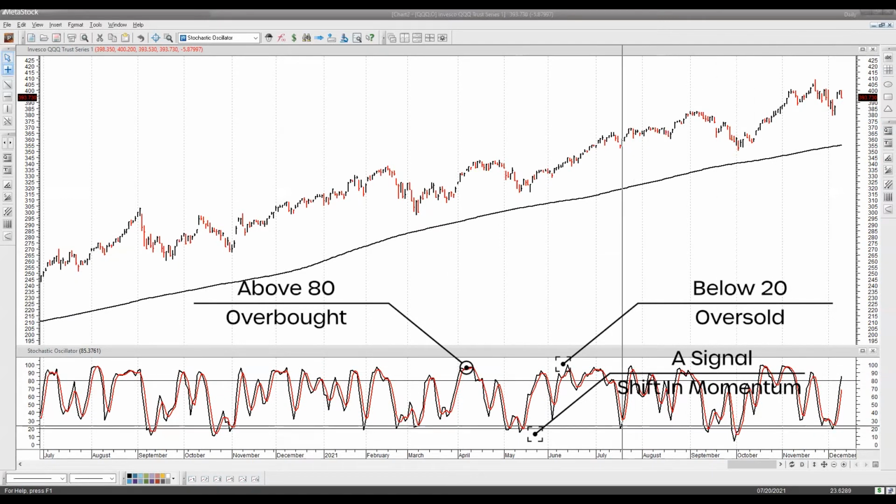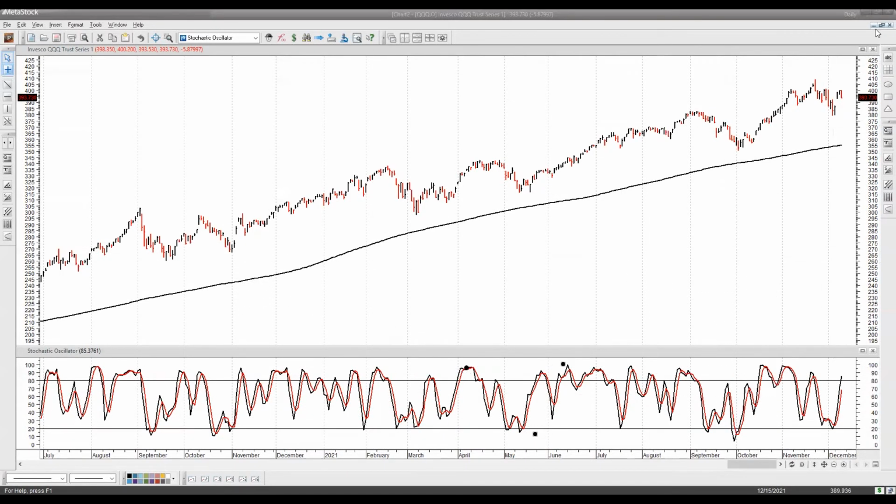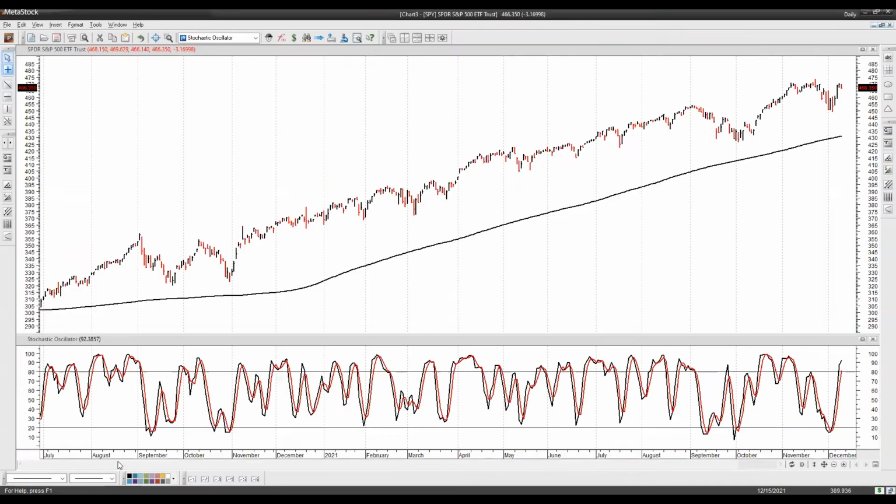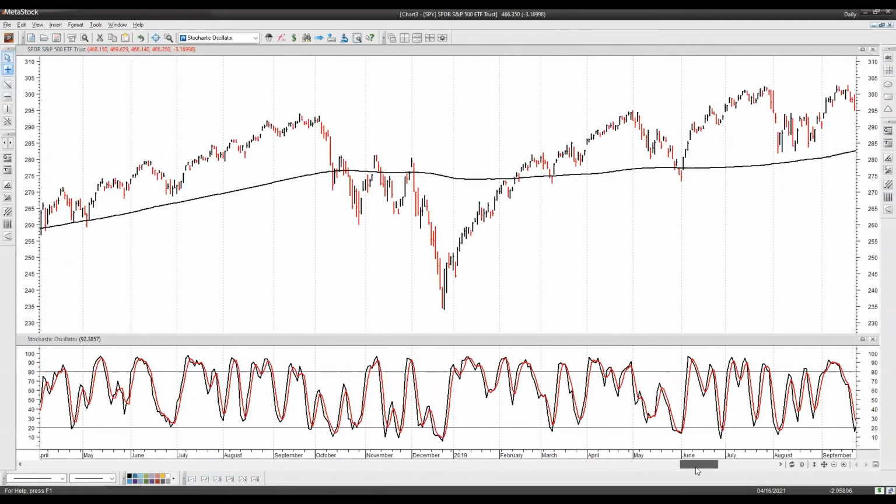Let's go to another one. A short one here, just saying to add the positions in. It goes low here, crosses, off to the races. This was the QQQs. Let's go to the Spiders, and let's move it back to a different time frame.